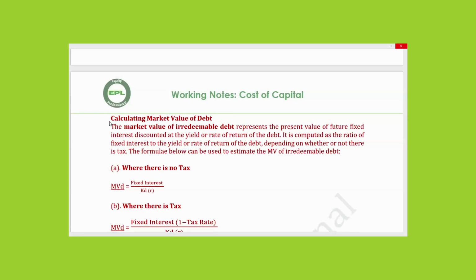Then finally, we discussed cost of convertible securities. We said securities that can be converted at future dates. Examples: bonds, debenture, or loan notes. These are examples of convertible security.